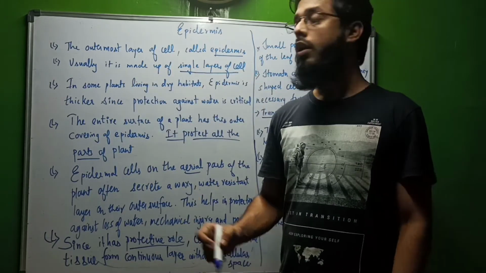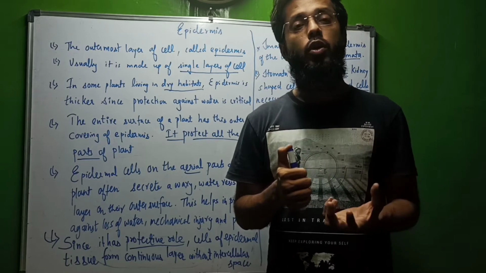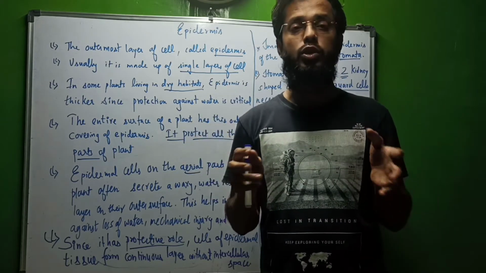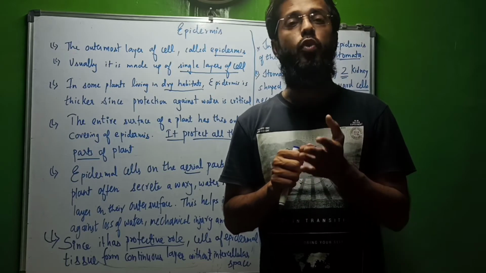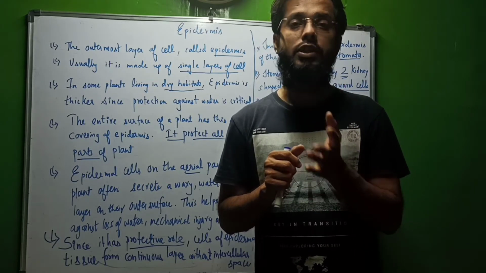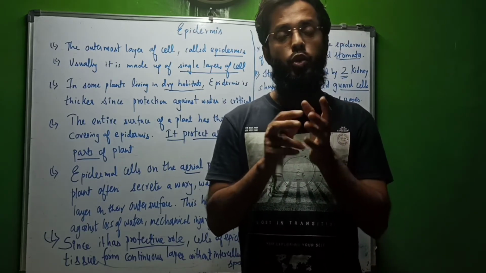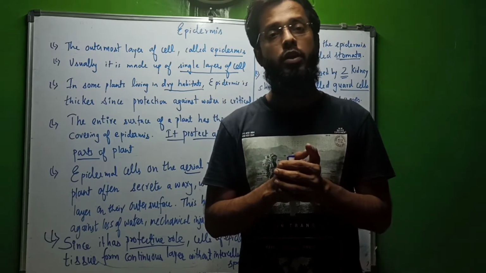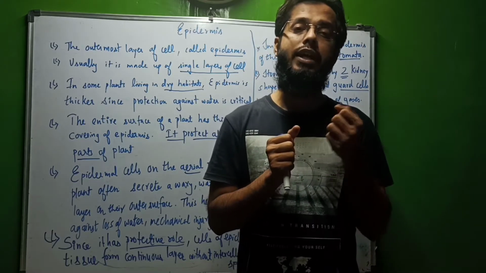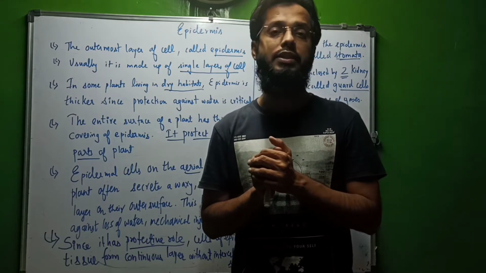a single layer of cells. But in case of some plants living in dry habitat, the epidermis is thicker. Why so? For example, desert plants have a dry habitat, so they can't afford loss of water, and loss of water in the form of water vapor is known as transpiration. Transpiration is a process in which there is a loss of excess water through aerial parts of the plants like stomata. But plants living in dry habitat have to store more water. They can't afford loss of water. That's why the epidermis layer is much thicker compared to normal plants.